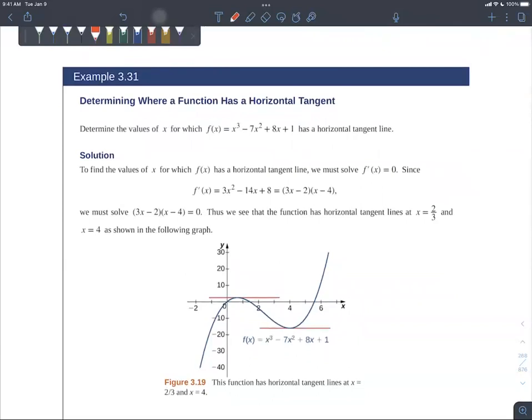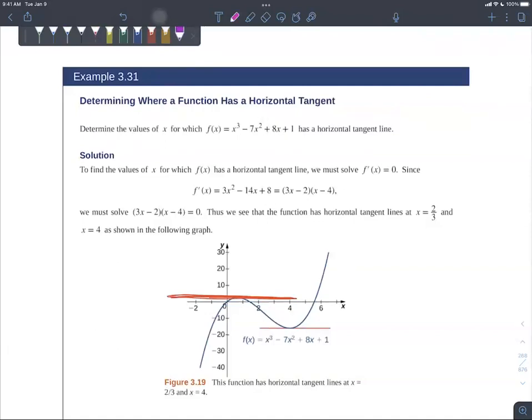And we can actually answer this by just looking at the graph here. The horizontal tangent line is a tangent line whose slope is 0. So when the slope of the tangent line is 0, the function has a horizontal tangent line. While the slope of the tangent line is the value of the derivative function. So whenever that derivative function has a value of 0 is where we have our horizontal tangent line.